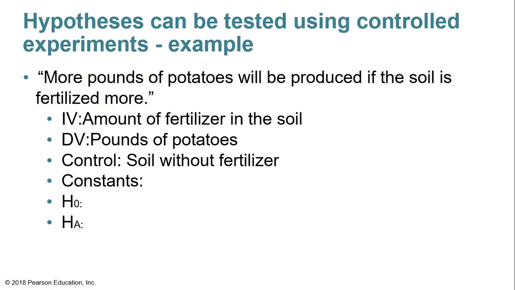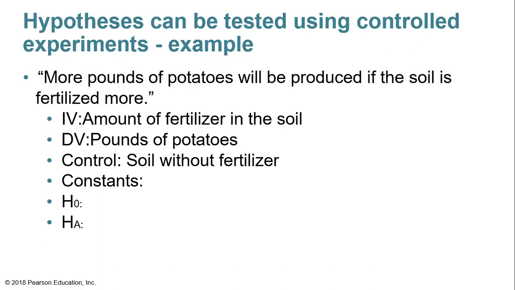So soil without fertilizer is the control. Now let's think of some possible constants. Remember, constants are things that are kept constant. They're not changed during an experiment, but they could change the outcome if they were changed. They're things you're not testing. They're things you don't want to get in the way of your experiment and affect the results.